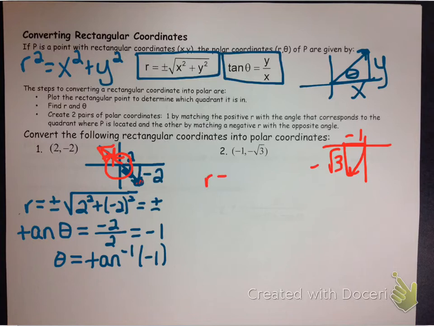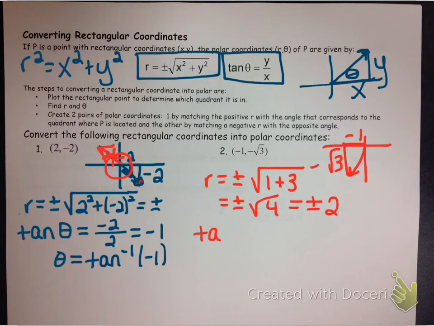So my formula for r is plus or minus the square root of -1 squared is 1, and negative square root of 3 squared is 3. And so I get plus or minus the square root of 4, which is plus or minus 2. And then my angle, so tangent of theta, is equal to the y-coordinate, which was negative square root of 3, over the x-coordinate, which was -1. So it's positive square root of 3. And that is a unit circle value.